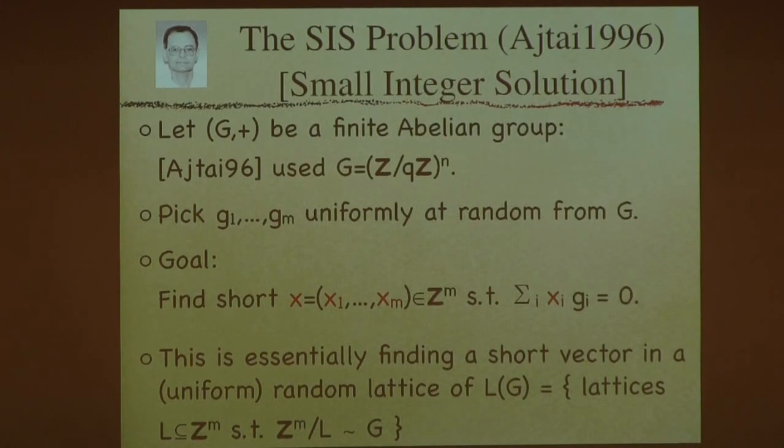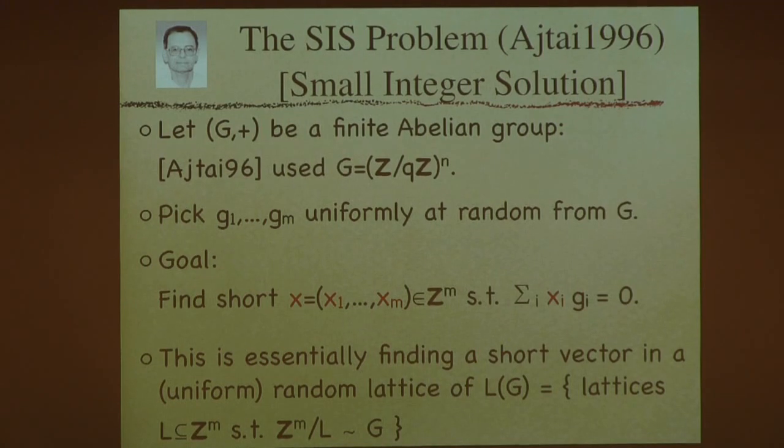Now the problem is to find some short non-zero integers x1, ..., xm such that the linear combination, the sum of the xi gi, so again as a Z-module, is equal to the zero element in the group. When you take all the integer vectors like this, you see that this is obviously a subgroup of Z^m.